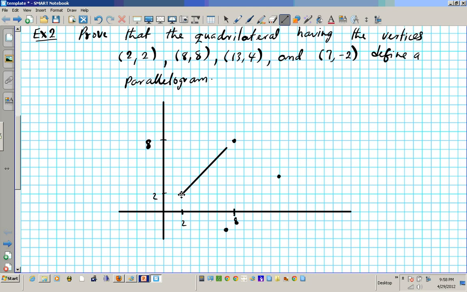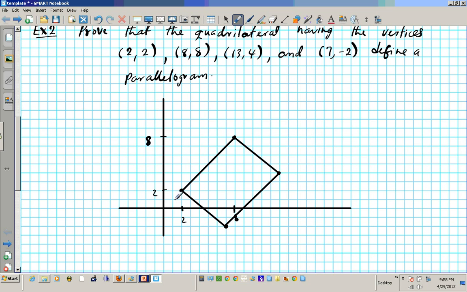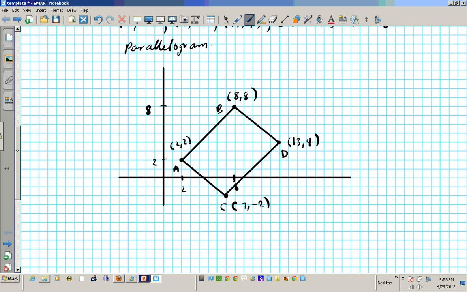The question is, do these points define a parallelogram? We can't just assume based on the sketch that it is a parallelogram. We have to show rigorously that it actually is. So I'm going to call this point A, which is (2, 2). This point is B, the coordinate (8, 8). This point is C, the coordinate (7, -2). And point D is (13, 4). Why am I labeling these points? You're going to see in a minute. It helps me to keep them organized.